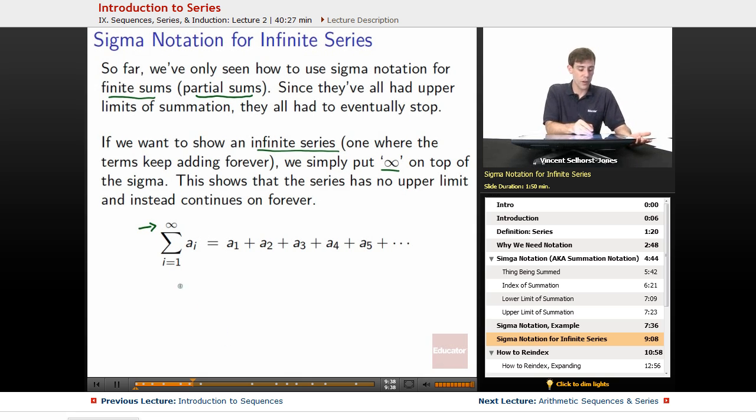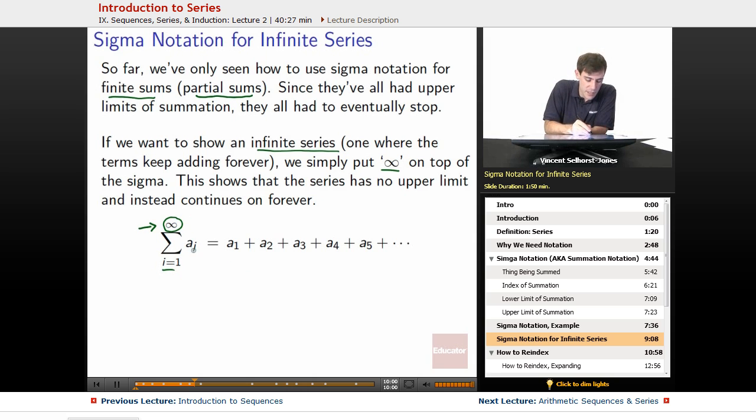So if we had a sigma with i equals 1 on the bottom, our index is i, our lower limit is 1, and our upper limit is infinity, that says really just keep going. It's not that we actually get to infinity and stop. We can't ever get to infinity. Infinity is just the idea of going on forever. So we start at 1 and then plus, and then on the 2, and then on the 3, and then on a 4, and then on a 5, and then on a 6, and it just keeps going forever and ever.